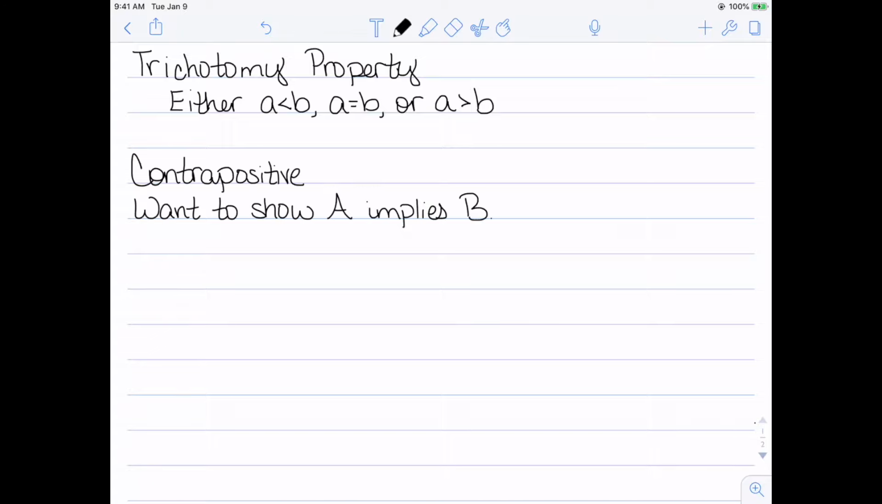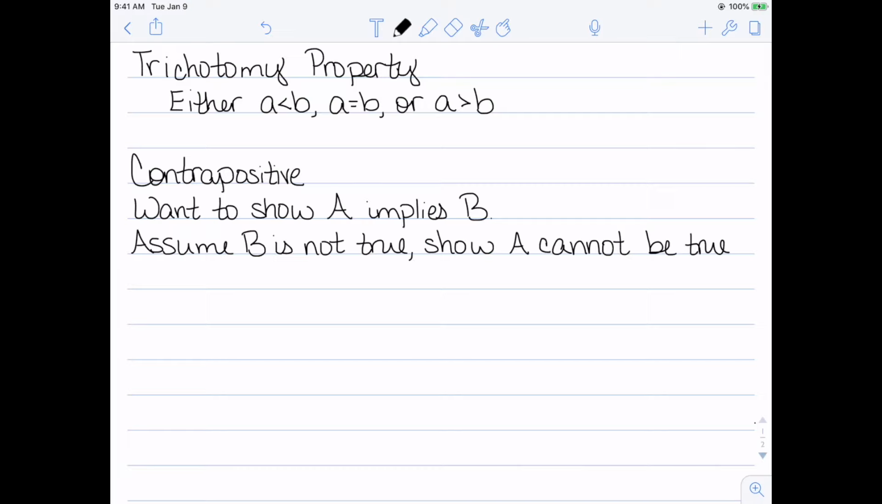The other thing I'm going to use is the contrapositive. So first, we want to show that A implies B. In order to use the contrapositive, we'll assume that B is false, that it's not true, and then we'll show that A cannot be true either. And that's another way to show that A implies B. So when I'm doing my consequences of plane separation, I will use these two things right here.